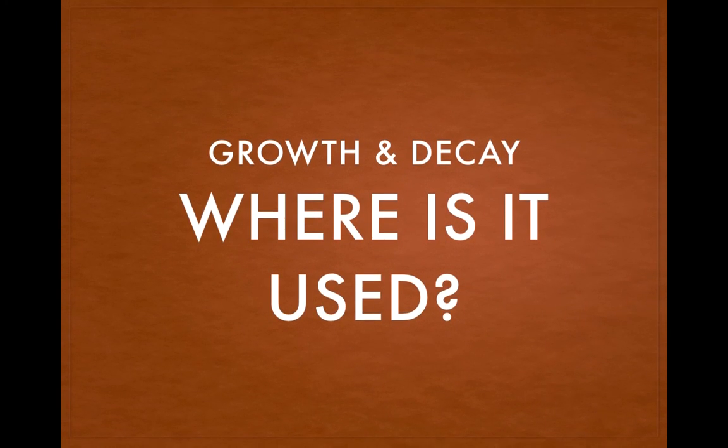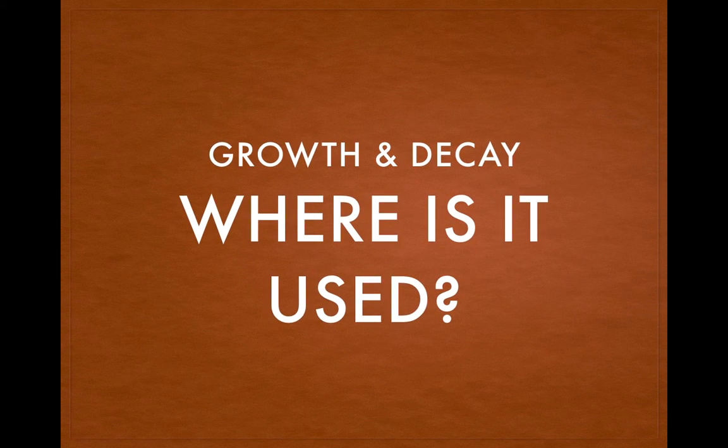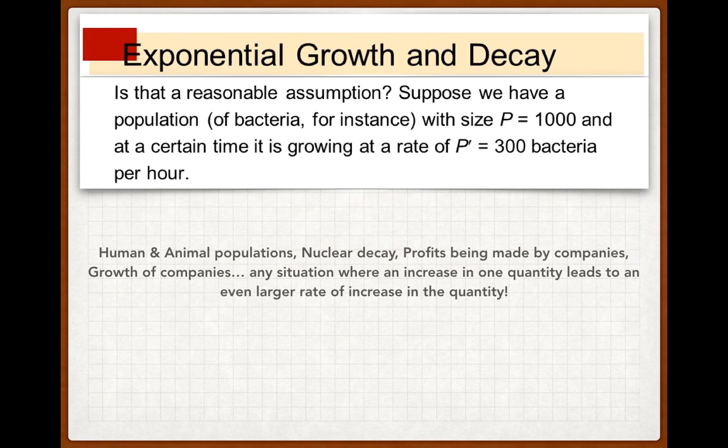Okay, where is it used? So we've said already that populations are where it's used, human and animal populations, but also the exponential decay or the population decay is used in nuclear decay. And remember there, when it's a decay, that k value works out as negative.